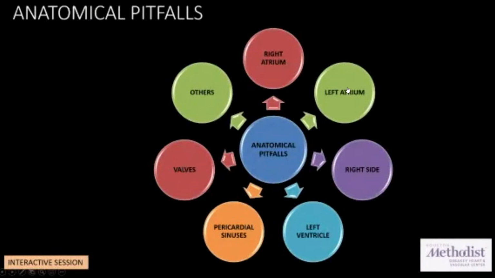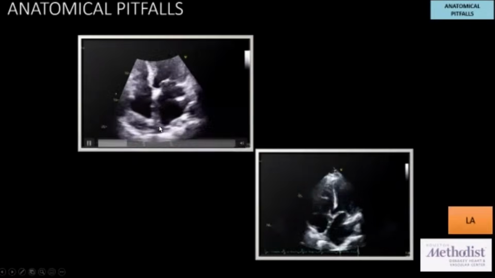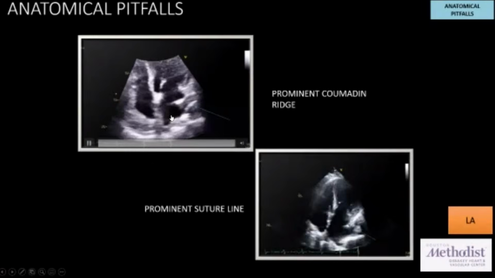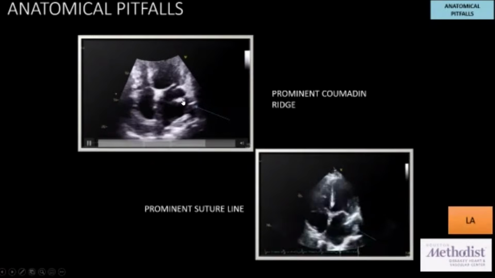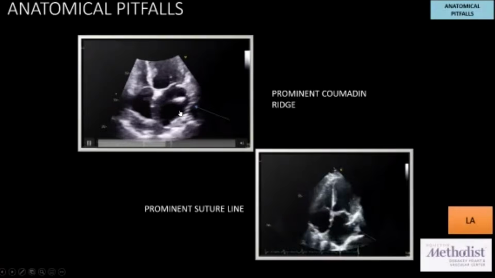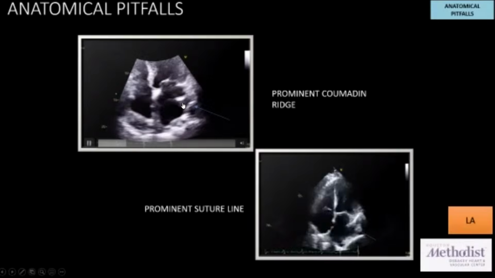All right. Let's move on to the left atrium now. Again, these are very commonly noted on both transthoracic and TEEs. This one here is actually a prominent Coumadin ridge, which we often see in TEEs, but sometimes, rarely, we can see it on a transthoracic study as well. And we all know this is a benign finding.